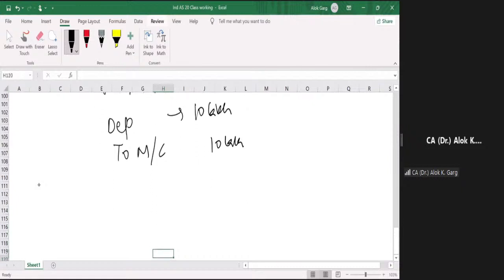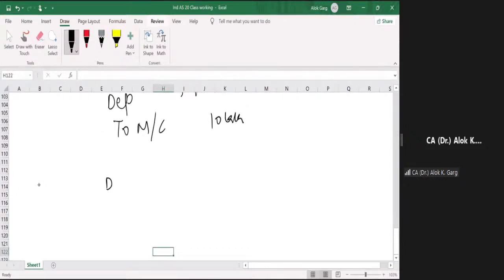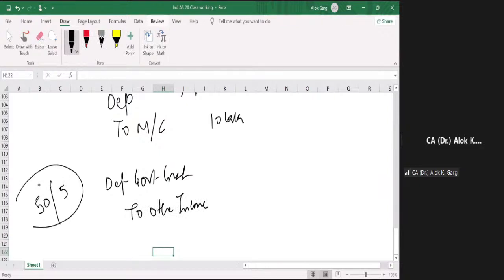And for the government grant, what is the accounting entry? Deferred government grant debit to other income. So how much amount? 50 lakh we have recognized in the government grant, and it has to be amortized over a period of 5 years, which is the life of the asset. So 10 lakh rupees.